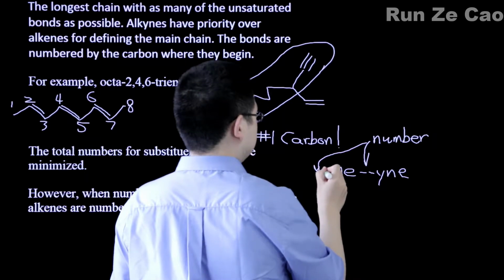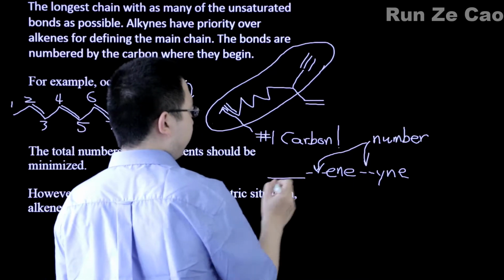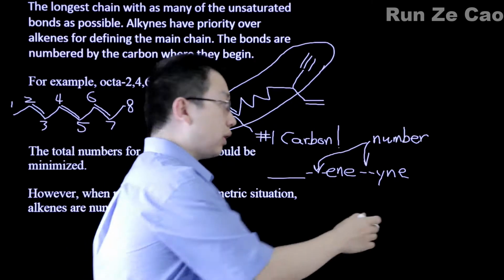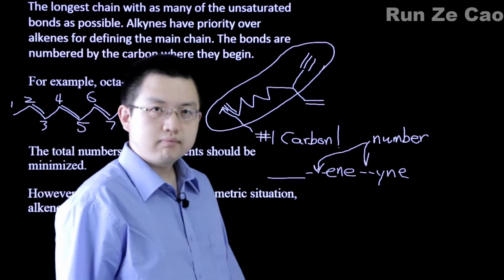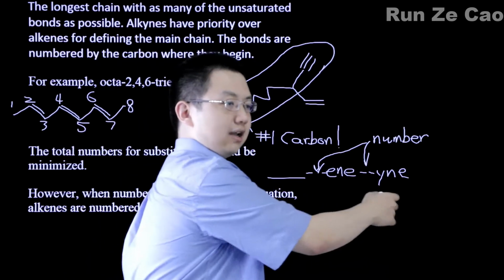And also a number here. And before that, whatever, say hept, something ene, something ein. So the one at the end is the most important group. So for alcohol, it would be ene-O or ein-O.